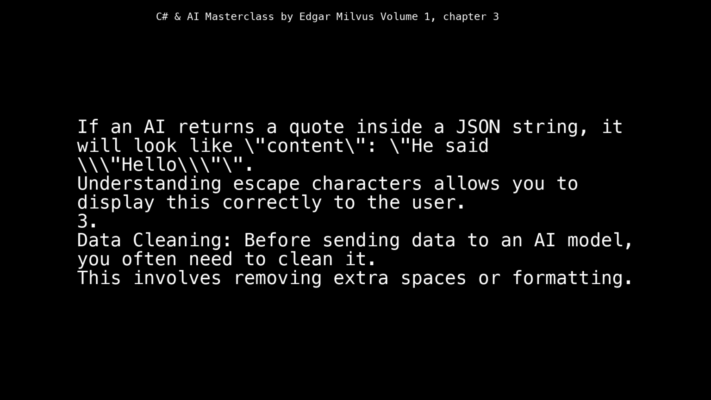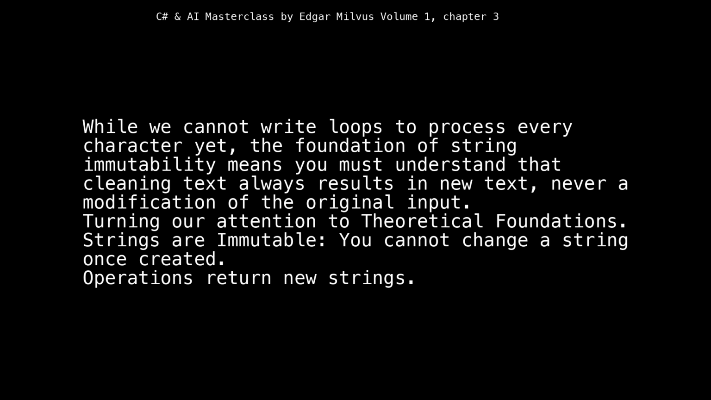3. Data cleaning. Before sending data to an AI model, you often need to clean it. This involves removing extra spaces or formatting. While we cannot write loops to process every character yet, the foundation of string immutability means you must understand that cleaning text always results in new text, never a modification of the original input.